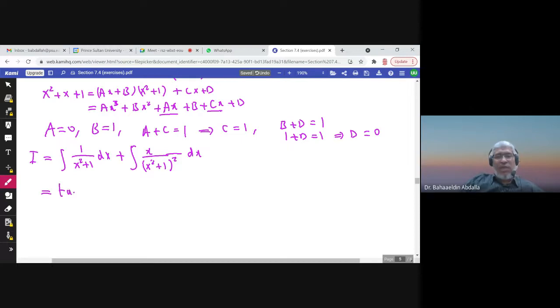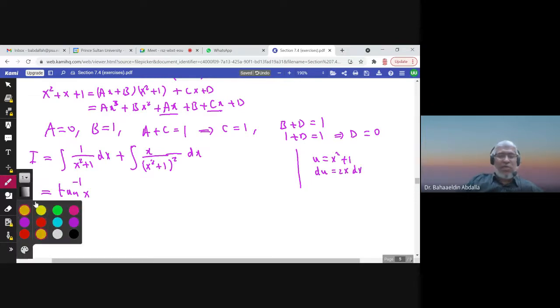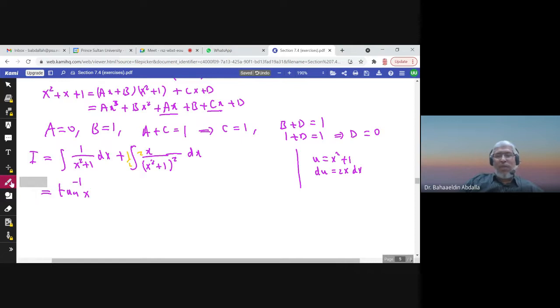Integral of this is tan inverse x, and here you can solve it by substitution. You can take u equals x squared plus 1, du would be 2x dx, so you need 2 here and half here, and 2x dx would be du, so you'll have du over u squared. And the integral of u to the power negative 2 is u to the power negative 1 over negative 1, or negative 1 over u, so negative half times 1 over (x squared plus 1) plus c, and that's the answer.